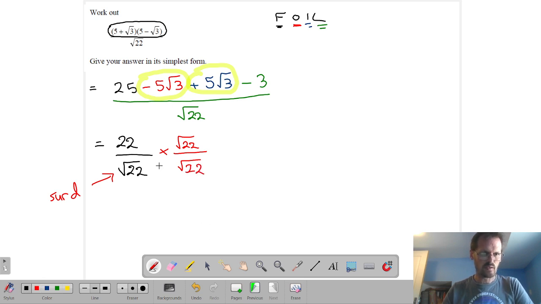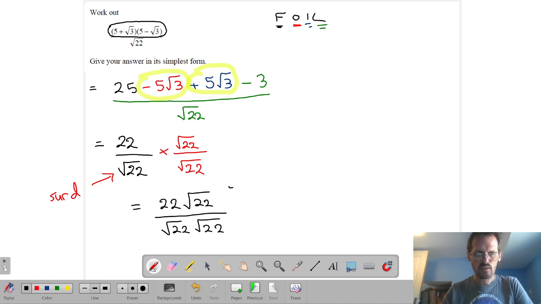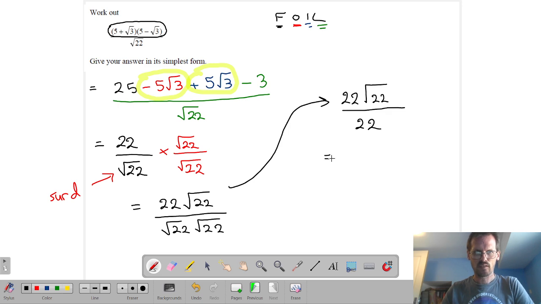So on the top, we've got 22 times root 22. And on the bottom, we've got root 22 times root 22. Carry on up here. The top we can't do much with. 22 lots of root 22. Bottom, root 22 times root 22 is of course just 22. So we've got 22 of those divided by 22, that just leaves you the root 22. There it is, fully simplified.